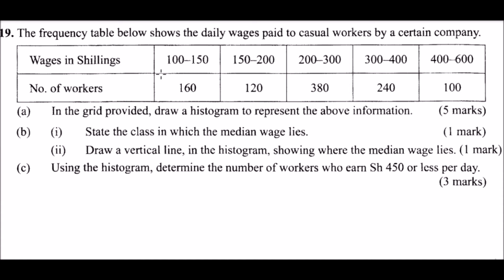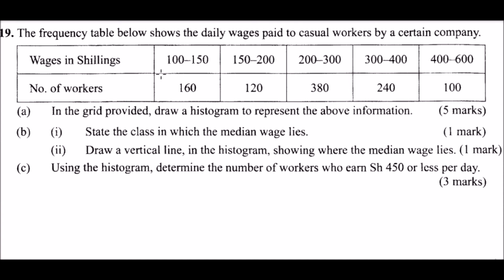So the first thing that we should note here is that the interval is not the same. That is, from 100 to 150, we have 50. 150 to 200, we have 50. 200 to 300, we have 100. 300 to 400, we have 100. And 400 to 600 is 200. Then we are given the number of workers.